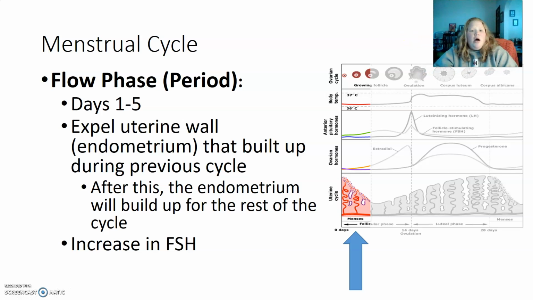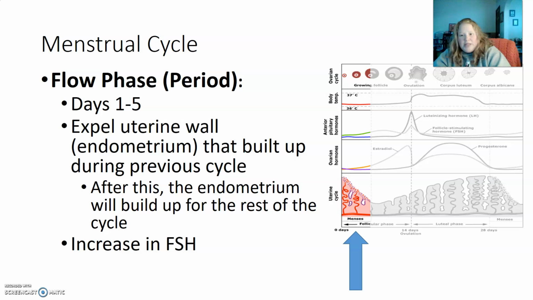So if we start with the menstrual cycle, I grayed out the part of the cycle that I'm not talking about, and then just realized that this is also down here at the end. This is also day 0 again, so this should be colorful too, but it's not. But this is days 1 through 5 of the cycle, ish, so it varies. This is when the body expels the uterine wall, also known as the endometrium, that has built up during the previous cycle. After this, your endometrium will build up for the rest of the cycle.